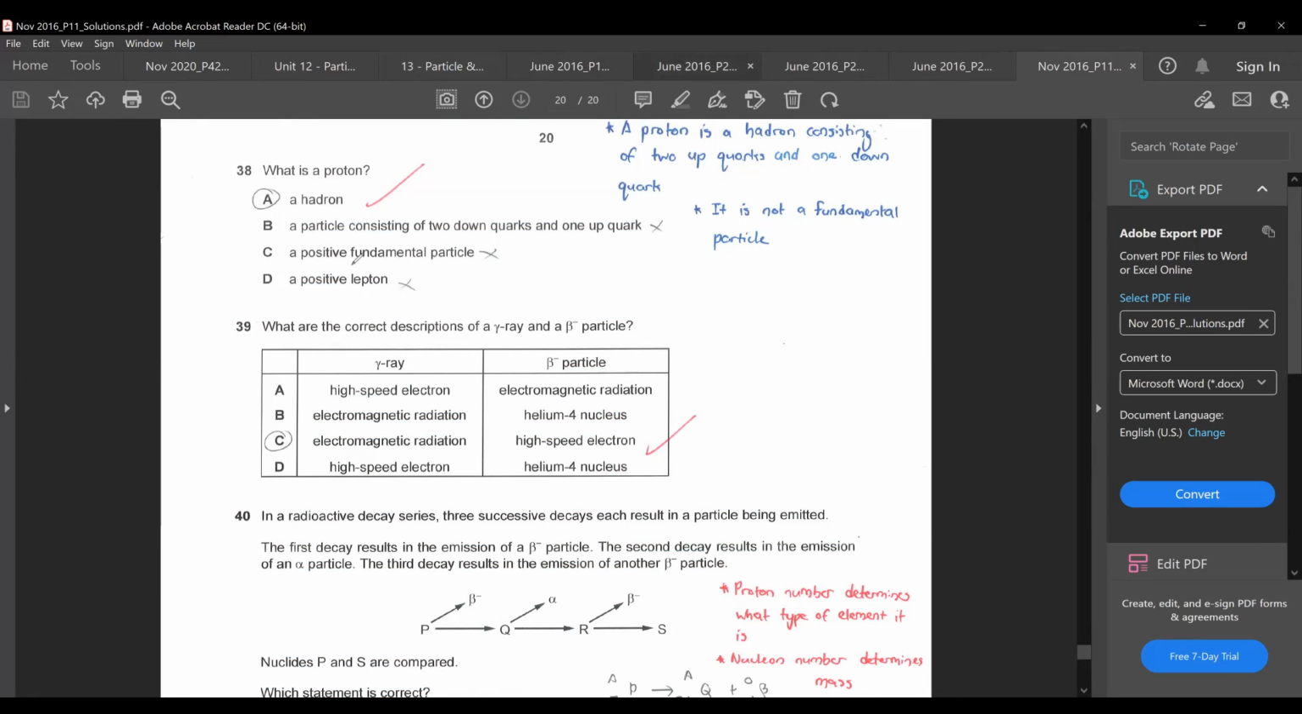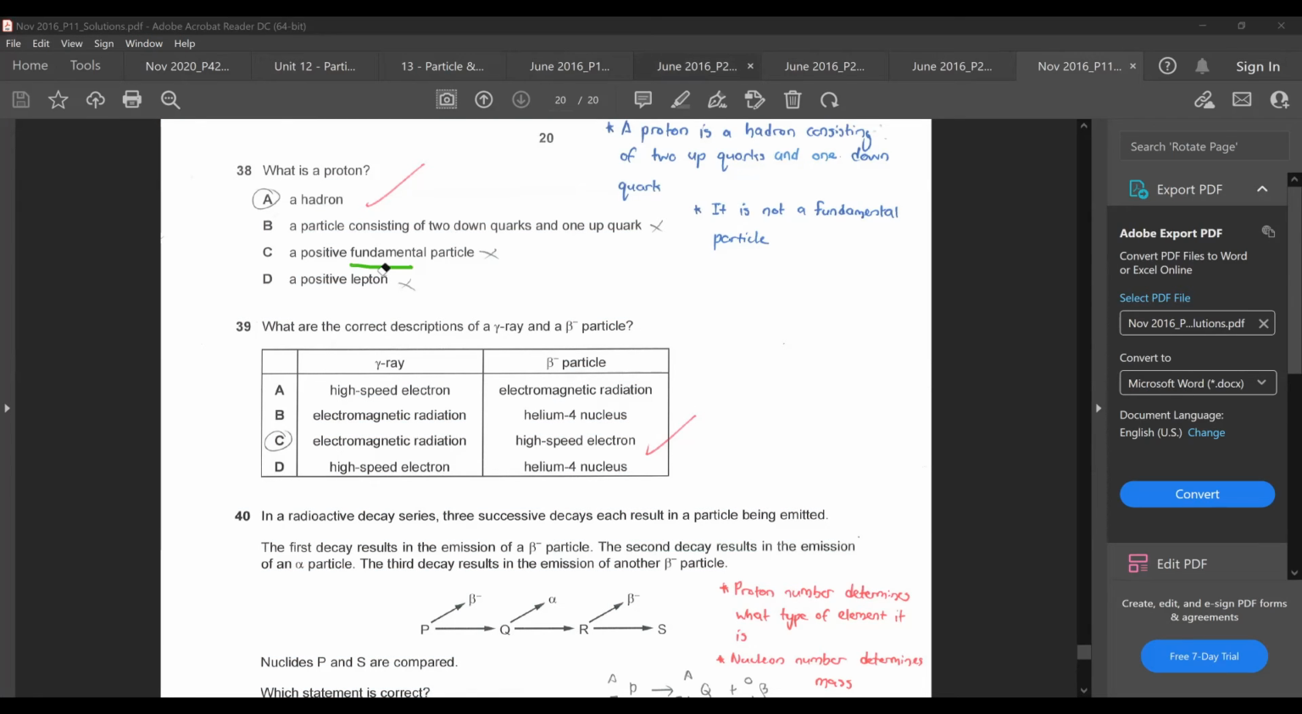Now, proton is a positive fundamental particle. The thing that's wrong about this is the fundamental part. Just now I mentioned to you that your proton is not a fundamental particle because it can be broken down into even smaller particles consisting of quarks. So the thing that's wrong about this is they say that it's a fundamental particle. Then for D, is a lepton. Lepton is not a proton. This is out.